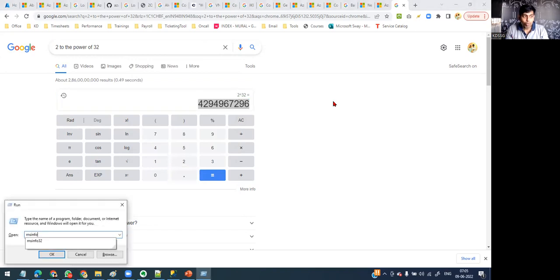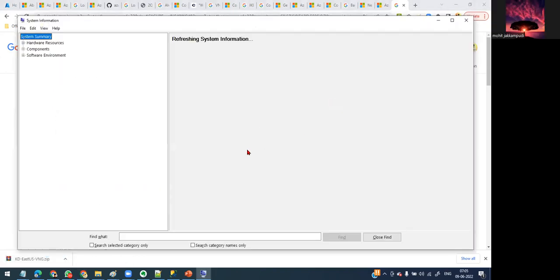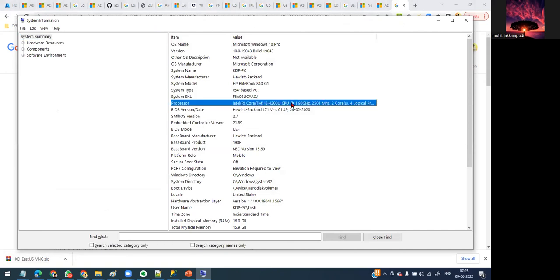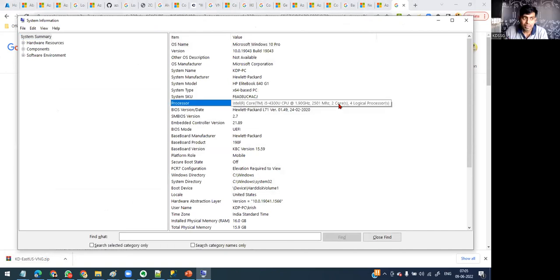Everyone. Mohit. Yes, Mohit. What is the RAM in your system, Mohit? RAM size, 4GB RAM. Correct, right? Perfect. So this is exactly what I was asking.